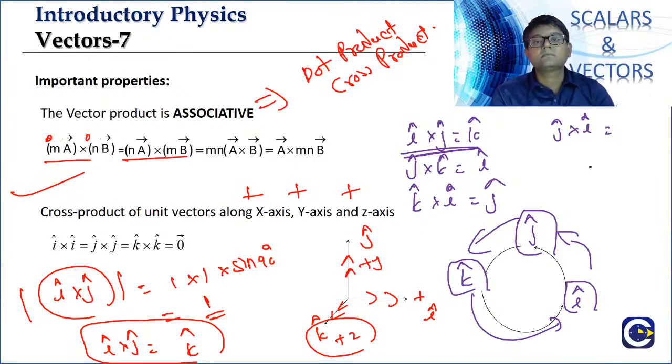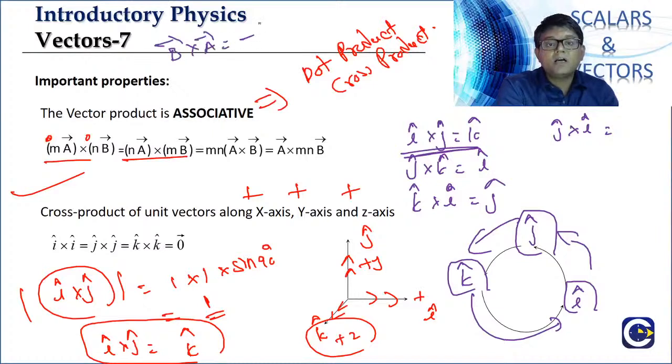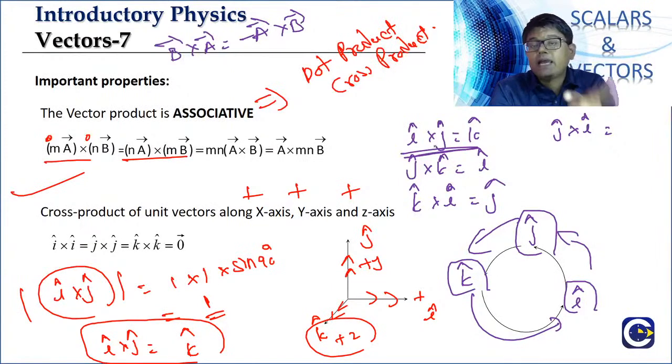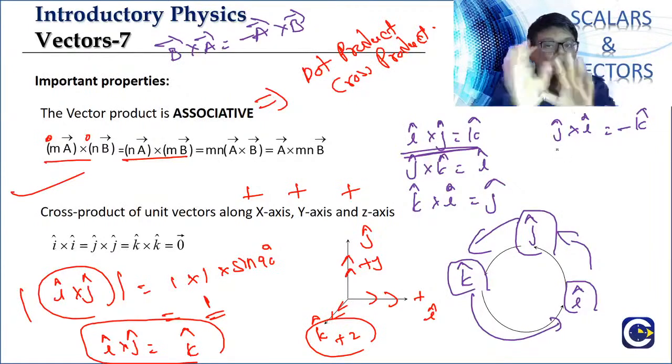Imagine j cross I. What will be j cross I? Use that relation between a bar cross b bar and b bar cross a bar. What is the relation? B cross a will be what? Minus of a cross b. Means if I cross j is k, means j cross I will be what? Minus k.